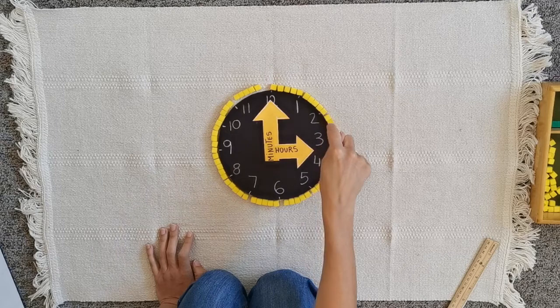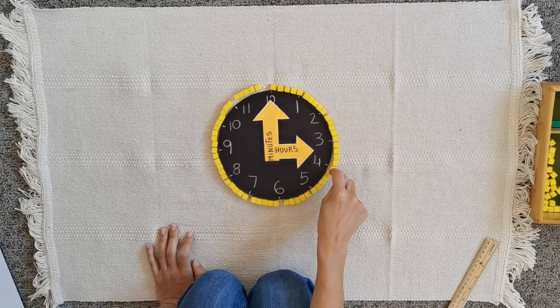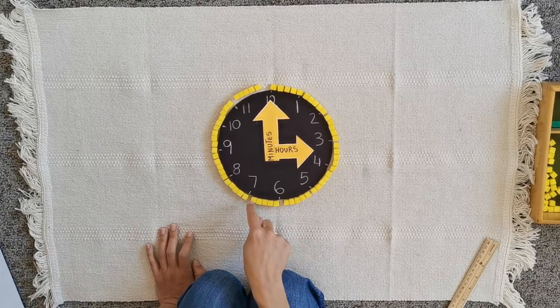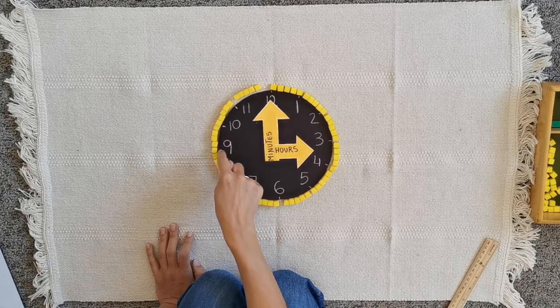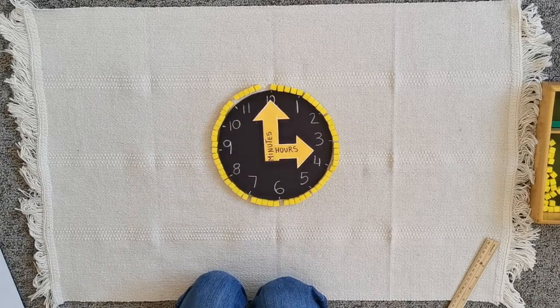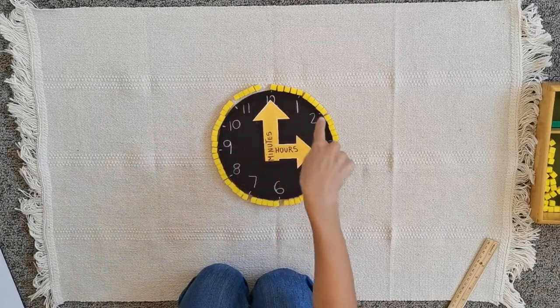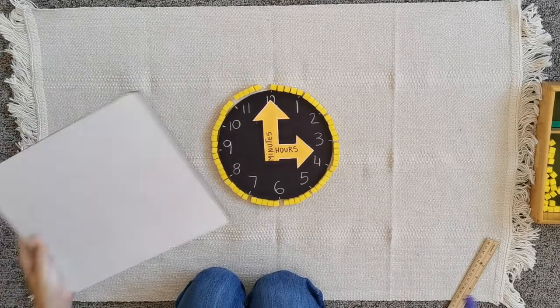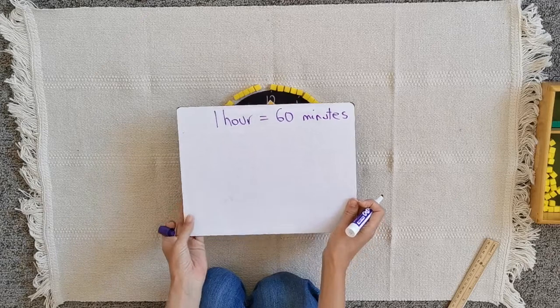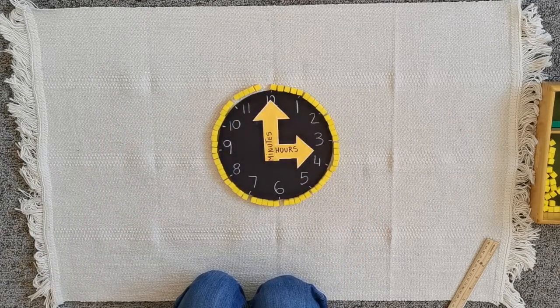5, 10, 15, 20, 25, 30, 35, 40, 45, 50, 55, 60. So in a whole hour, I have 60 minutes. This is one of the keys. 1 hour is equal to, or has, 60 minutes. 1 hour has 60 minutes.